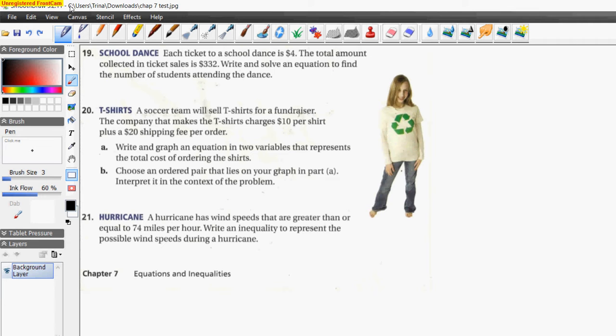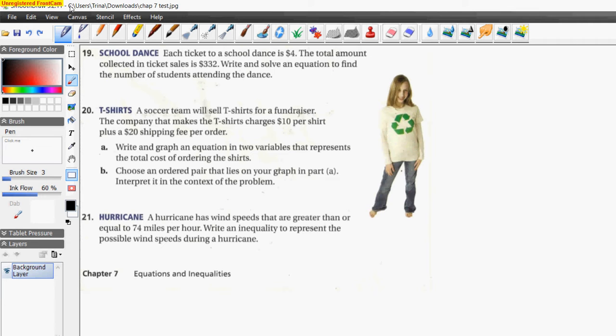It says school dance. Each ticket to a school dance is $4. The total amount collected in ticket sales is $332. Write and solve an equation to find the number of students attending the actual dance.